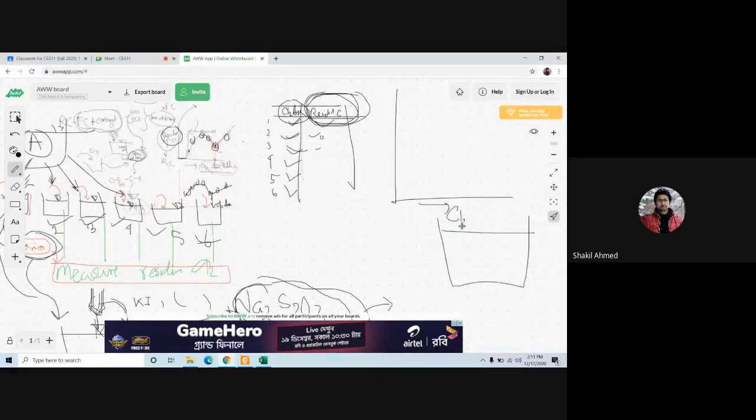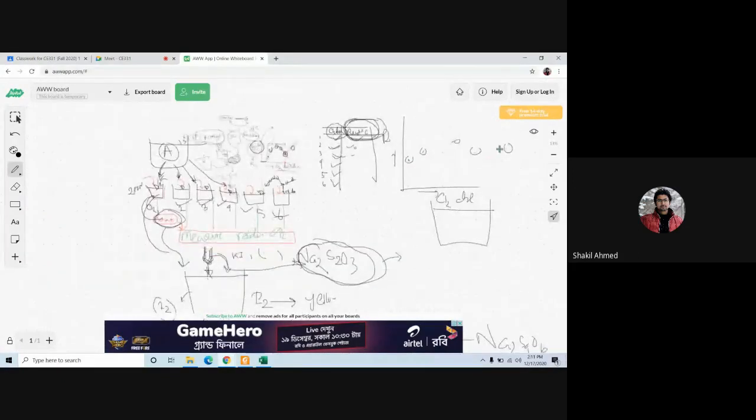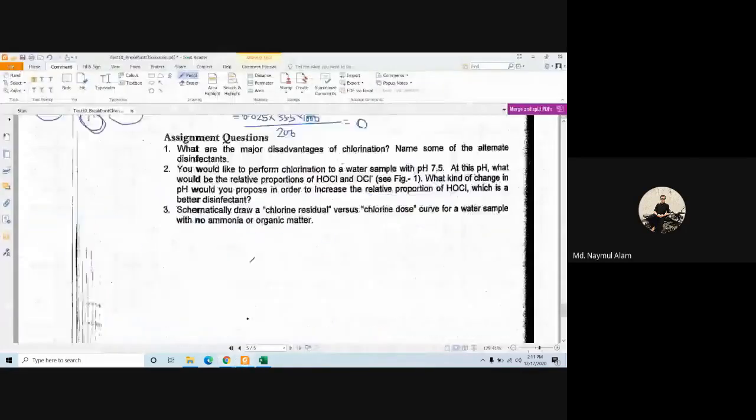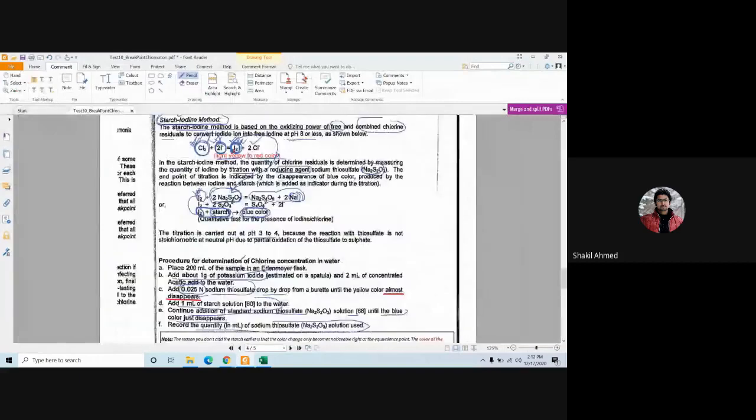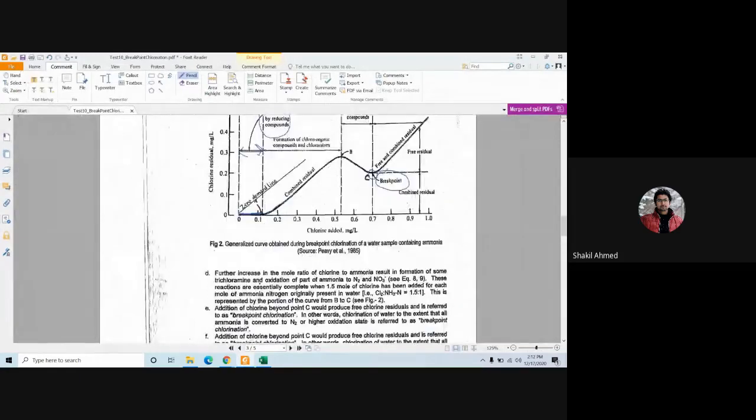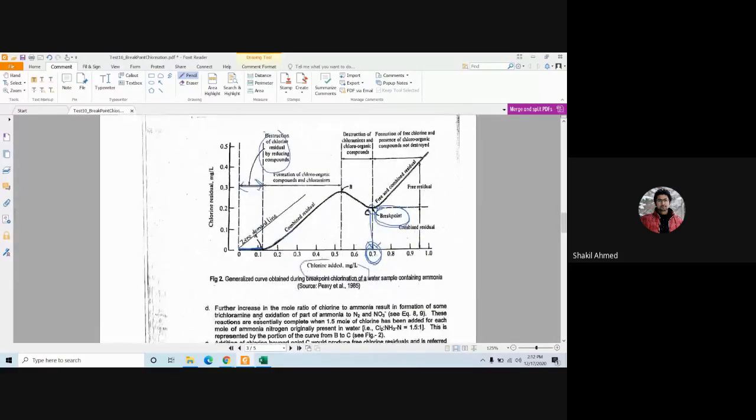Now you plot this. Okay? This is chlorine dose, and this is residual chlorine. So you got the points, maybe you got the points here. Like this is the breakpoint. This dose is the breakpoint chlorination dose. Clear? Yes, sir. So you need to plot it, okay? And find out. So this is the break point here, the lowest point here, and the chlorine added corresponding to this point, if the chlorine dose added is 0.7, so the chlorine dose required for break point chlorination is 0.7.